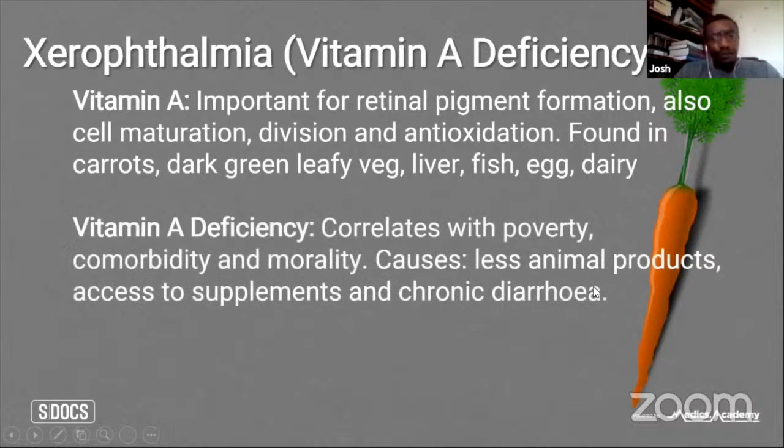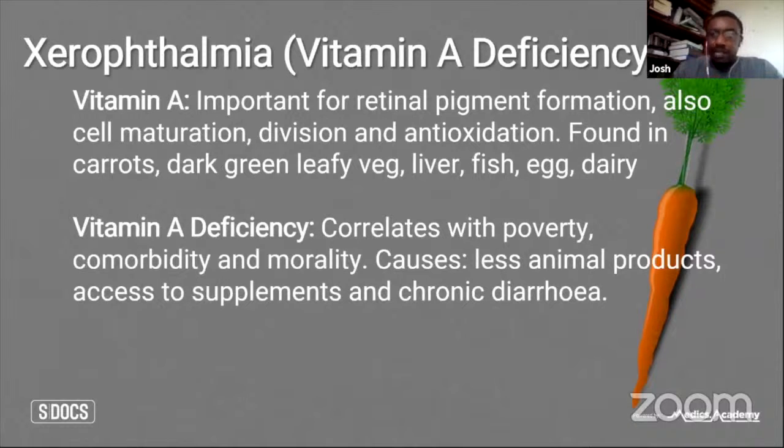In vitamin A deficiency, that in itself is a really important topic and concept in global health as a whole, not just in ophthalmology. It correlates with poverty, with comorbidity and mortality. Why is this such an issue in some countries?